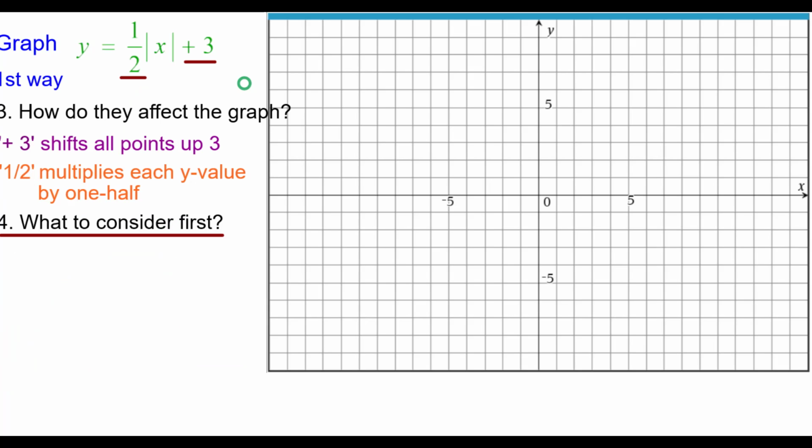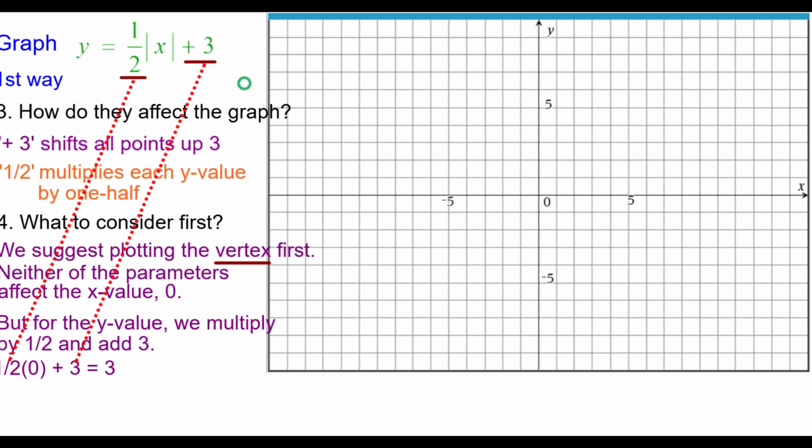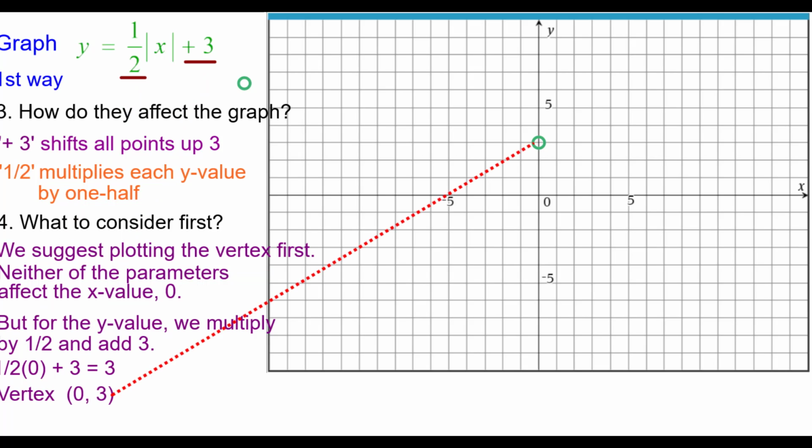What do we consider first? Well, we suggest plotting the vertex first, and neither of the parameters affect the x value, so it will stay at 0. But for the y value, we need to multiply by 1/2 and then add 3 according to the order of operations. Multiply, then add. So 1/2 of the 0, where it normally is, plus 3 is 3. So our vertex is going to be at 0, 3, and we'll plot that.